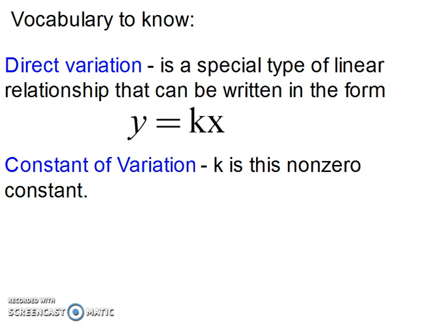A direct variation is a special type of linear relationship that can be written in the form y equals kx. The constant of variation, k, is the non-zero constant. So k is going to have some non-zero value.